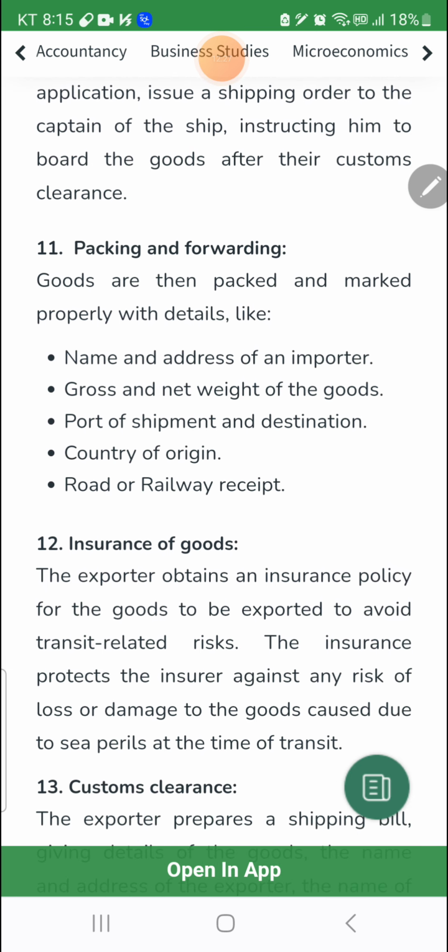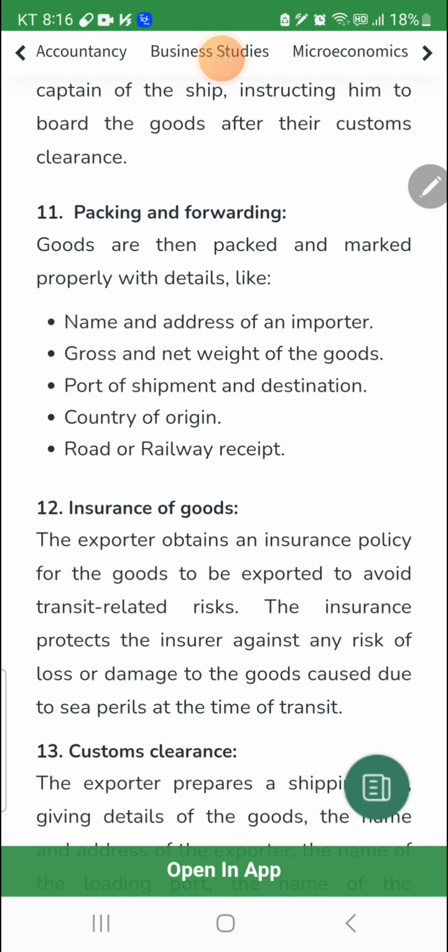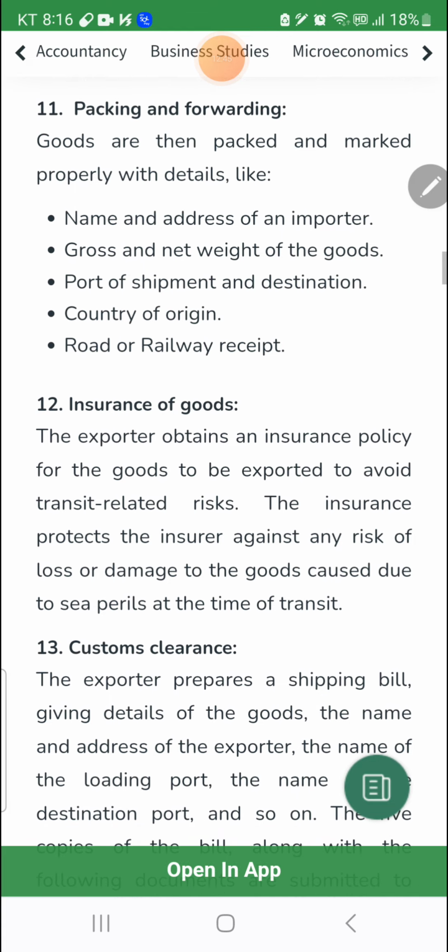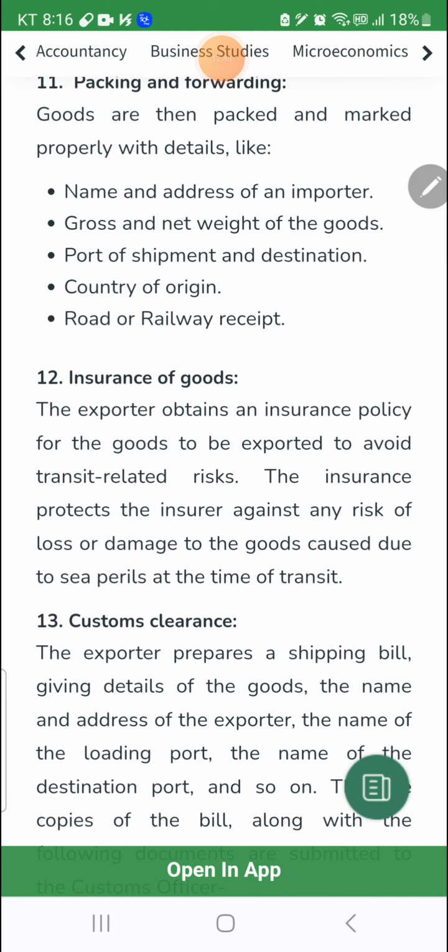11. Packing and forwarding. Goods are then packed and marked properly with details like name and address of the importer, gross and net weight of the goods, port of shipment and destination, country of origin, road or railway receipt. 12. Insurance of goods. The exporter obtains an insurance policy for the goods to be exported to avoid transit-related risks.